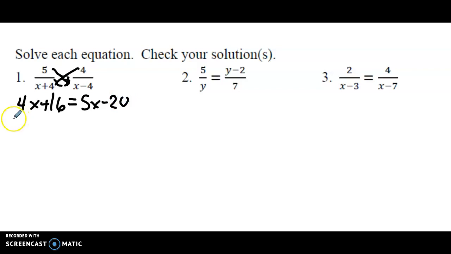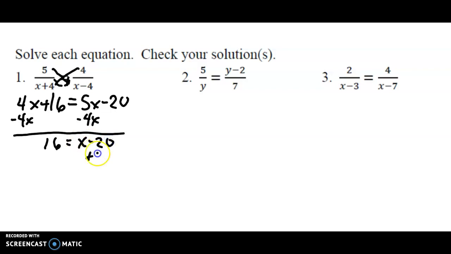So I'm going to bring the 4x's to the right side. And I'm going to get 16 equals x minus 20. And move the 20. And I'm going to get x equals 36.